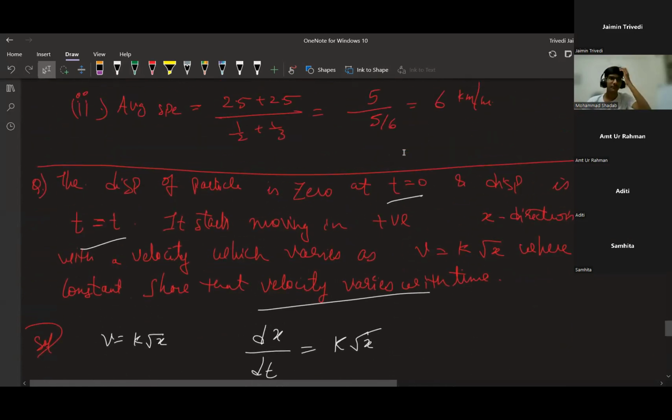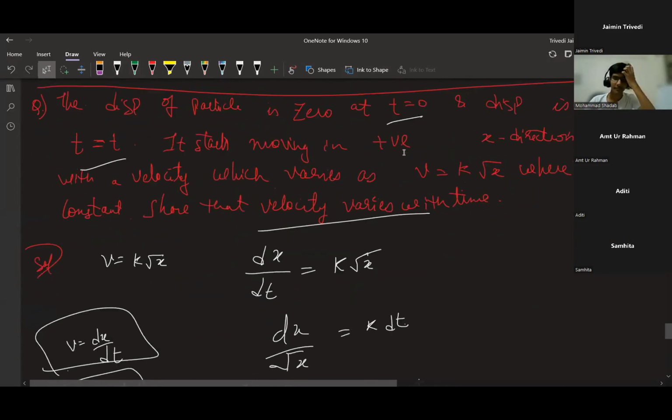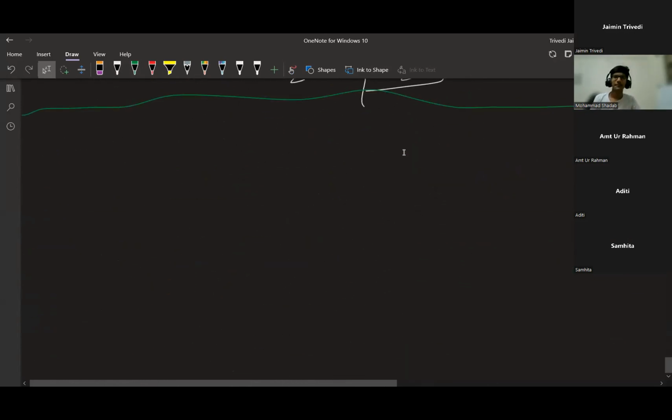Okay, so what was the question? The displacement of zero, right? Where is it? Okay, then let's do next. Displacement and time graphs.